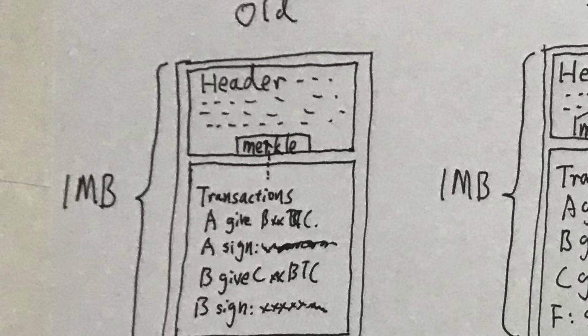Let's look at the transactions. Look at A. So A sends B some Bitcoin. The first line is A sends B some Bitcoin, and the second line is A's signature. So A here occupies two lines of space in this transaction part. Also, you can check out B. The first line indicates B sends somebody some Bitcoins, and the second line is B's signature. This is the legacy type of block.